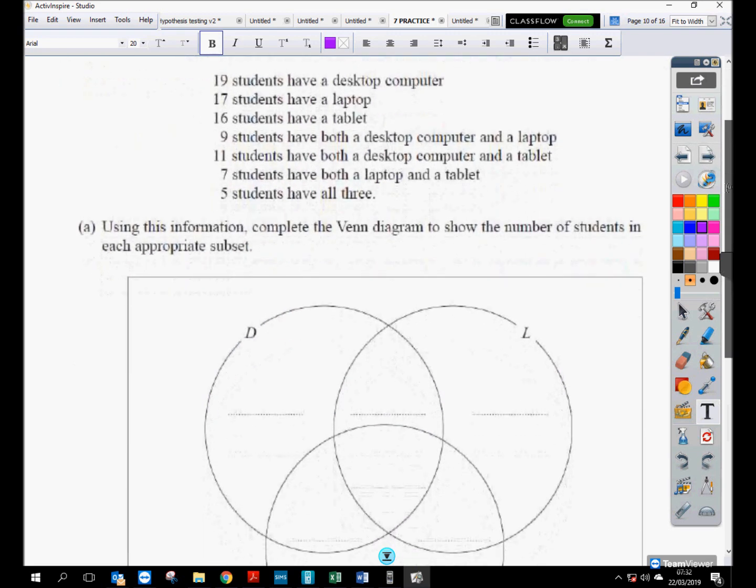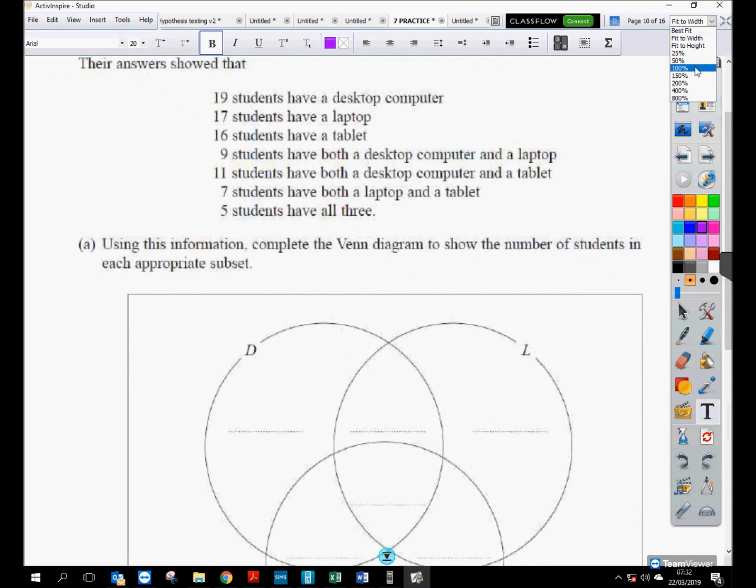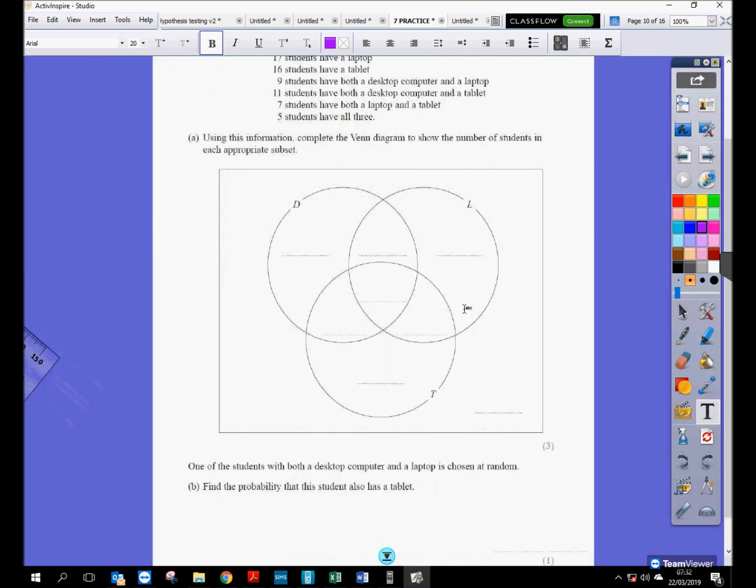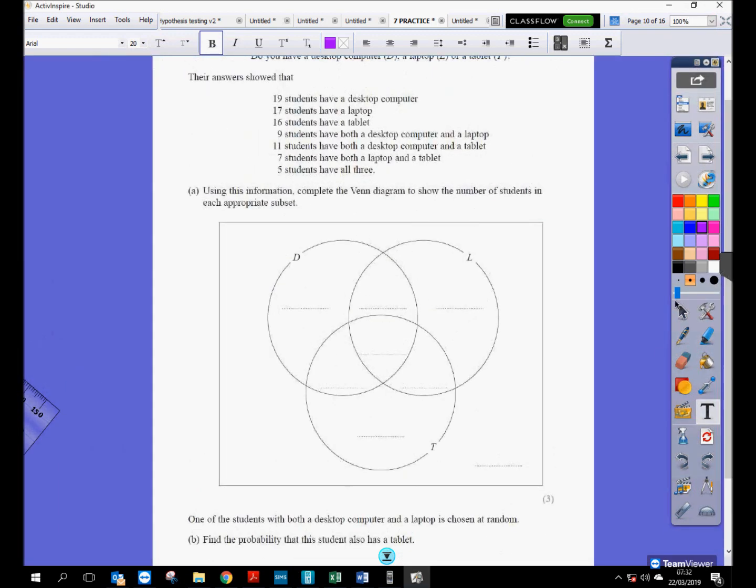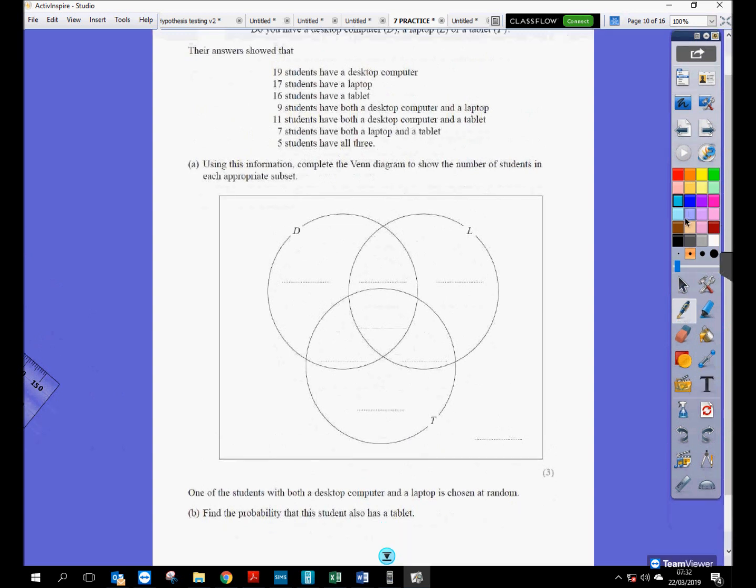Next question. With this kind of Venn diagram question, the best way to deal with it is to fill in the middle section first, if you can, and work on it afterwards. So let's put 5 students have all 3. So 5 students have all 3. 7 students have both a laptop and a tablet.